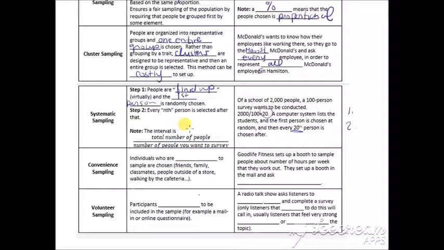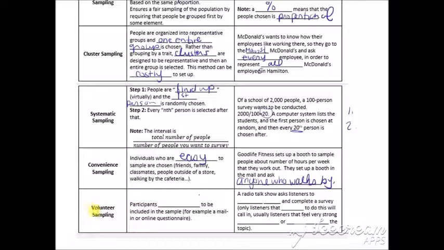Okay, convenience sampling. I think this is the easiest one. Individuals who are easy to sample. Friends, family, classmates, people outside of a store, people walking into or by the cafeteria. Okay, it's just at a convenience. So Good Life Fitness sets up a booth to sample people about the number of hours per week that they work out. They set up a booth in the mall and ask anyone who walks by. That's pretty convenient. So this could have some bias behind it for sure.